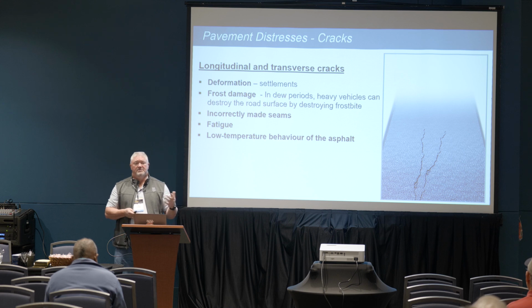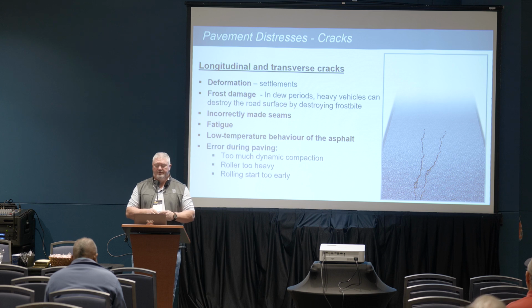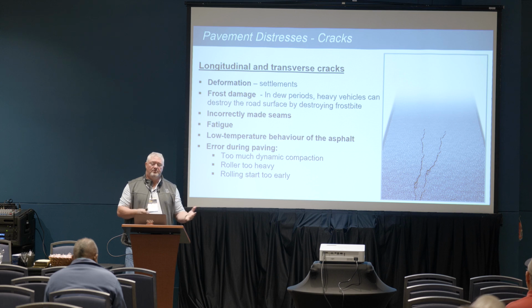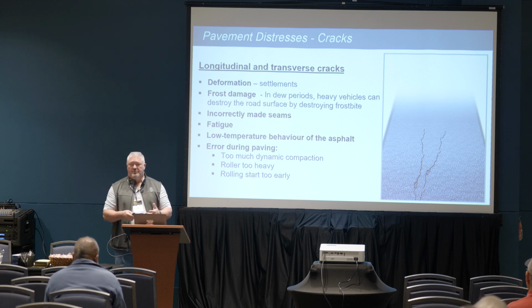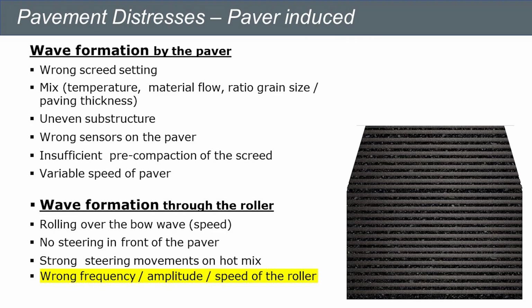The other thing, it might be just our dust to asphalt ratio is a little off. We got too much dust in there, things are flowing around, it's moving around way too much. The other thing is just maybe too much dynamic compaction, maybe turning too sharp with the roller, starting too early on the material, too heavy of a roller. There's a lot of things we got to consider. Not everything is the roller's fault.